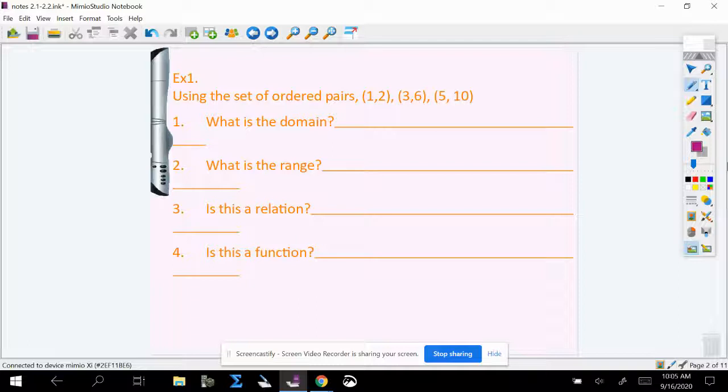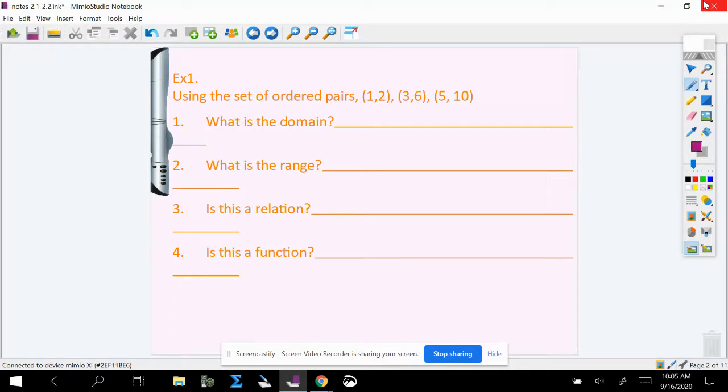All right, in the beginning of chapter 2, 2.1 specifically, the main focus is getting comfortable with domain and range when you have sets of data and understanding what makes a function. What is a relationship, which is any set of data, versus what it takes to actually be a function. So I'm going to take you through just some basic examples, and then I'm also going to show you some Delta Math examples so you get an idea of what you're going to be asked to do.